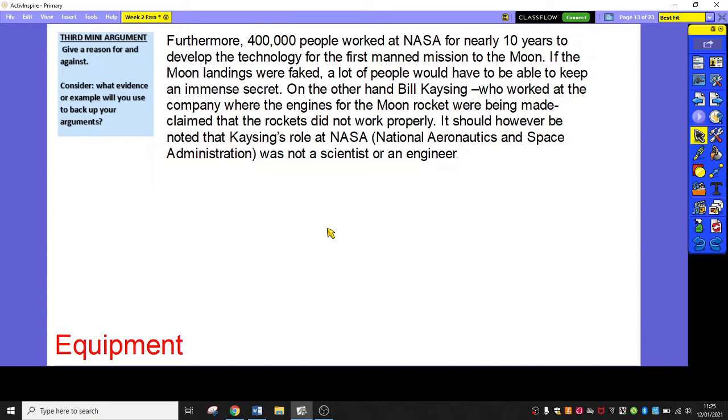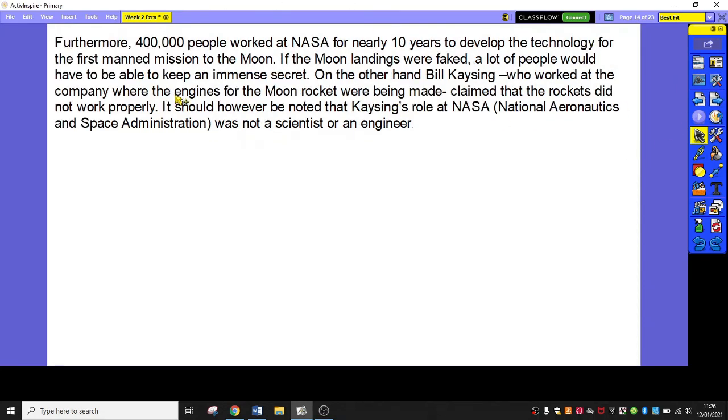And then you might talk about, on the other hand, Bill Casing, who worked at the company where the engines for the moon rocket were being made, claimed that the rockets didn't work properly. It should, however, be noted that Casing's role at NASA was not a scientist or an engineer. So you can then take this however you want. You might want to add in different facts and different pieces of evidence. But remember, it's always good to use ones that link. I don't want to be talking about the people of NASA and then all of a sudden try and link it, rather than to people, to something a lot more different.